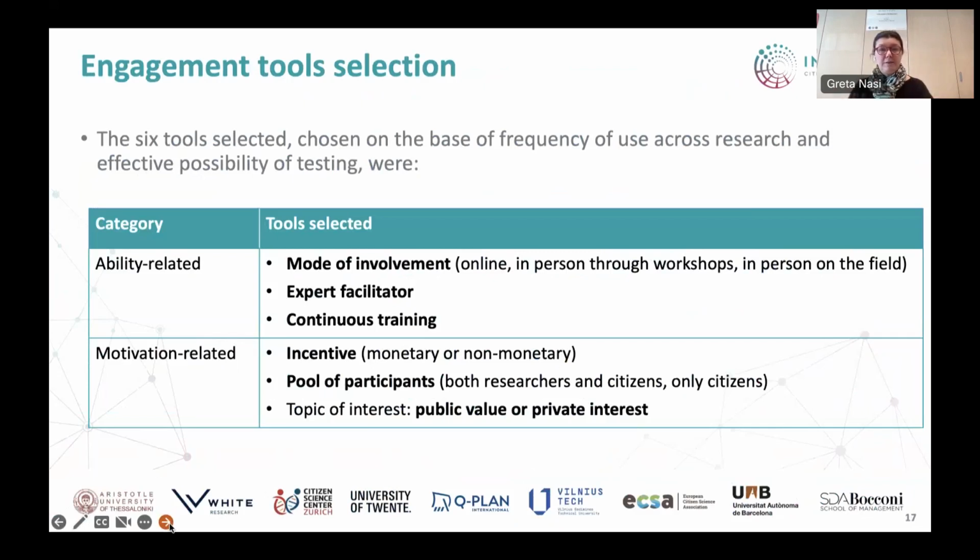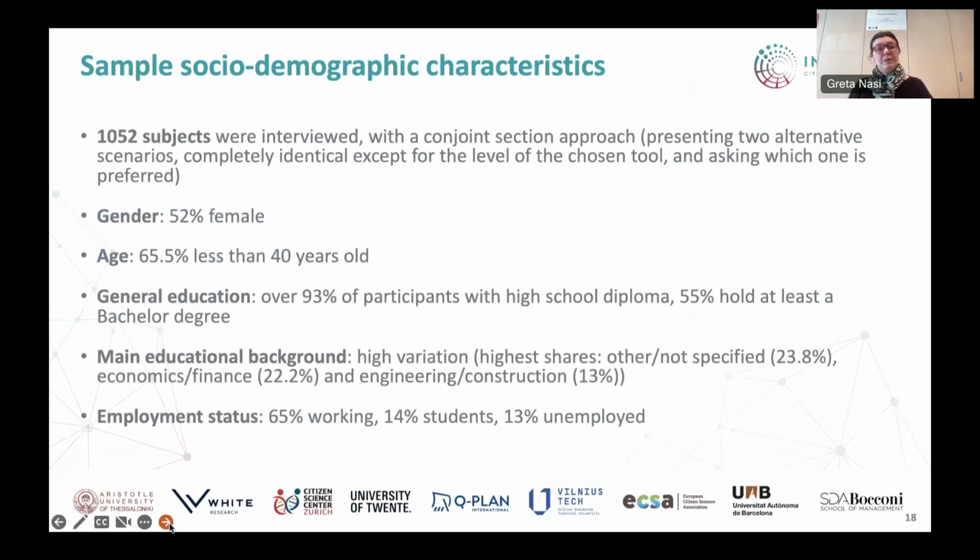So we picked the six different tools, and we interviewed a representative sample of the population of four countries. We actually had a lower response rate in one country in particular, the countries being Lithuania, Greece, the Netherlands, and Spain. We interviewed over 1,000 people with a conjoint experimental approach aimed at presenting two alternative scenarios that would provide different alternatives to each of the six tools presented earlier, meaning all six tools were shown to all the people that took part in this survey experiment.